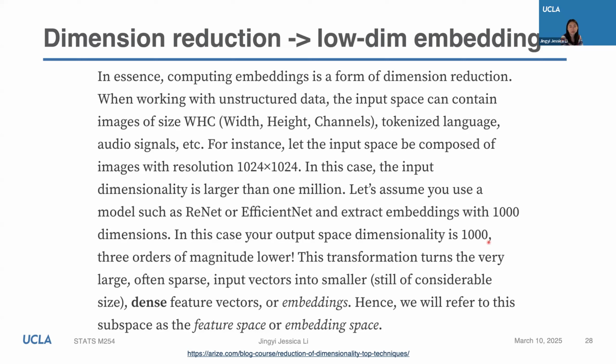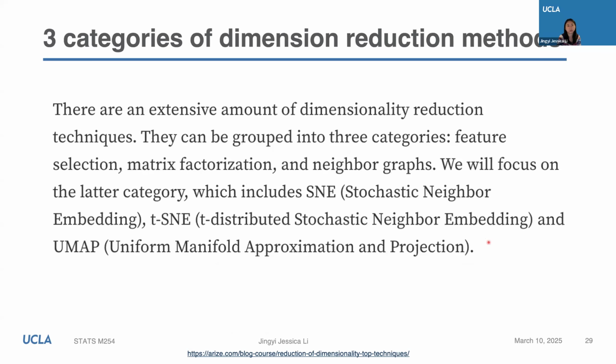This transformation turns the very large, often sparse input vectors into smaller, still of considerable size, dense feature vectors or embeddings. Hence, we will refer to the subspace as feature space or embedding space. So these are the features we will use for doing the visualization before we run t-SNE or UMAP.